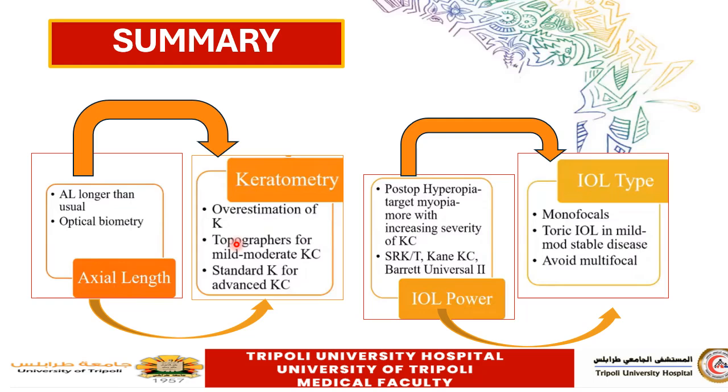as that K reading can be used in any IOL calculation formula. The other thing, as far as the IOL power calculation, you should target a myopic correction for these patients, because they have a high chance of hypermetropia after correction with IOL. So your target should be towards myopia, and use of the SRK/T formula and the Kane formula, and also the Barrett Universal II formula is useful in these patients. And as far as the type of IOLs, better to go for monofocals and toric IOLs under limited or restricted indications. However, the extended range or the premium lenses are prohibited in keratoconus.